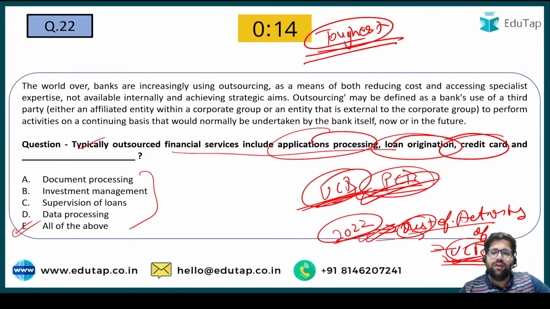So very good. Now coming back to this question, banks are under a very big pressure. They have to do all the different operations. So what does outsourcing mean? Outsourcing means that they can pass certain functions which are not that critical to another party, and that other party will perform them on the bank's behalf. So again, application processing, loan origination, credit card, as well as activities like supervision of loan, investment, document processing and data processing. All these different functions can be passed to some other entity which will perform them on that particular bank's behalf. So here the correct answer will be option E.